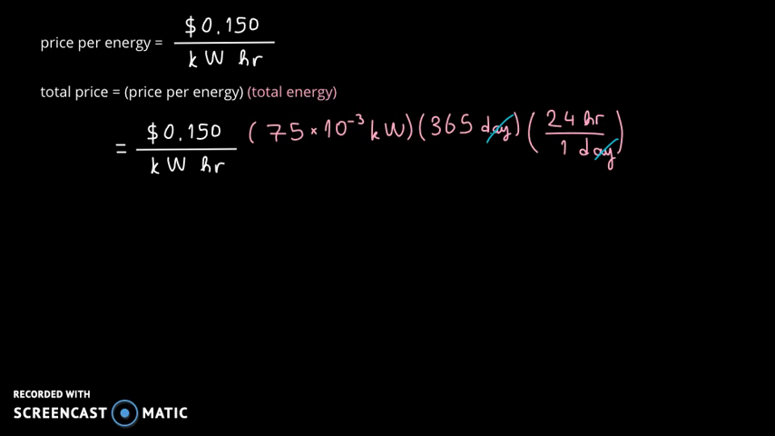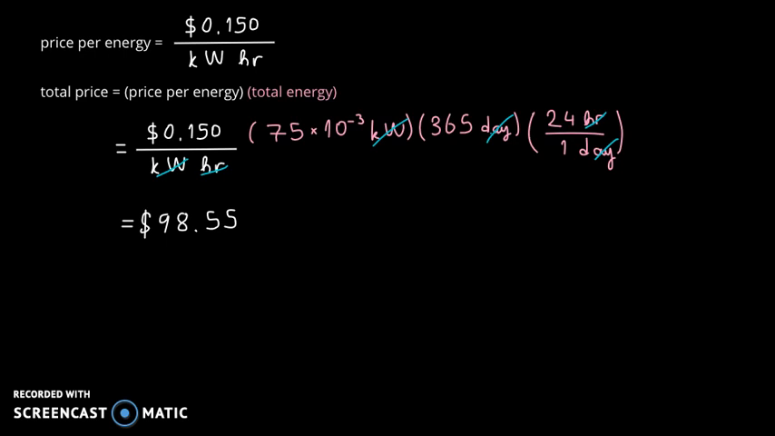And then when we multiply by the price per energy unit price, kilowatt hours will cancel like so, and the final unit will be dollars, which is what we're looking for because we're looking for the total price. And when we do this calculation, we get $98.55. So this is the cost of having this light bulb on during the entire year.